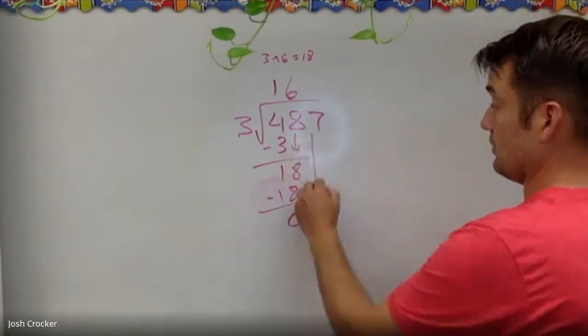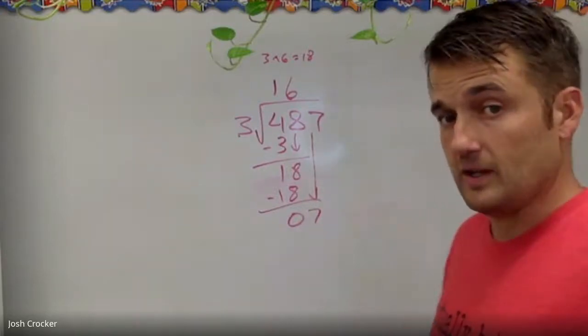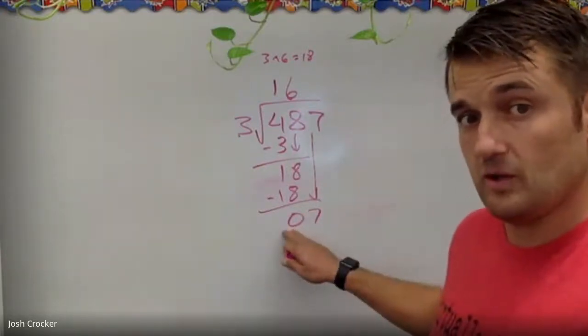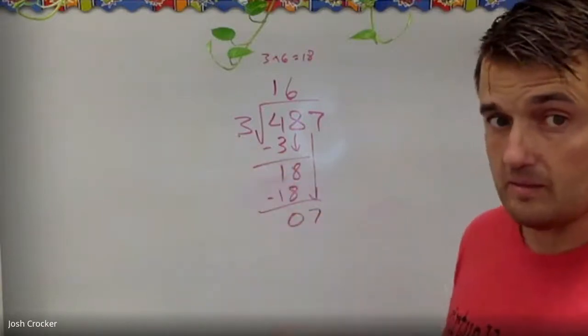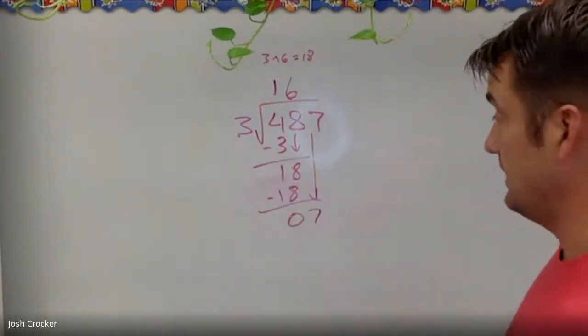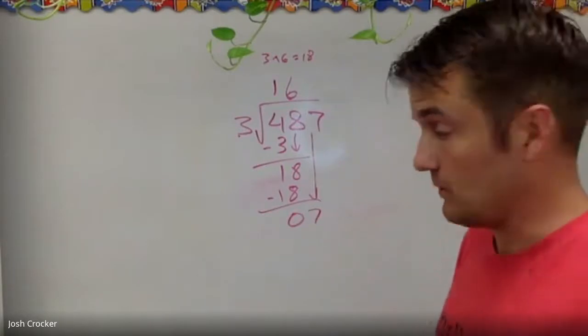I still just bring it down. Okay, you only have a problem if the subtraction that you do gives you a number that's bigger than this. Having 0 is not a problem. Having a bigger number is a problem. It means you picked the wrong multiplication fact. You didn't get as close as you could without going over.